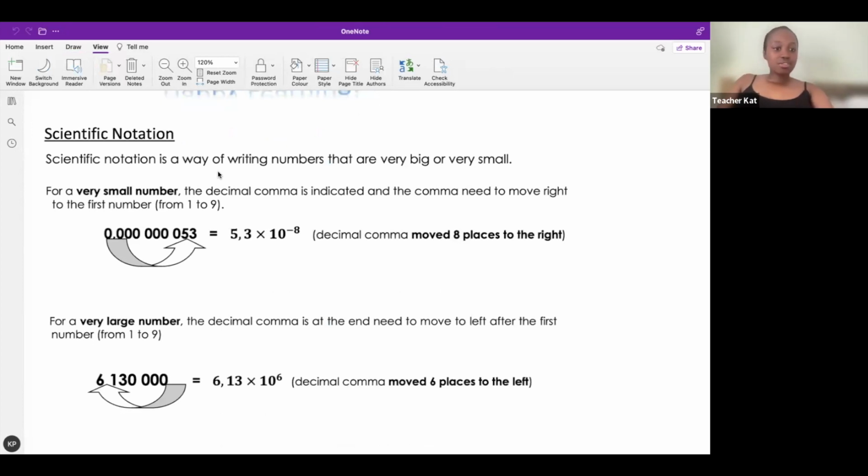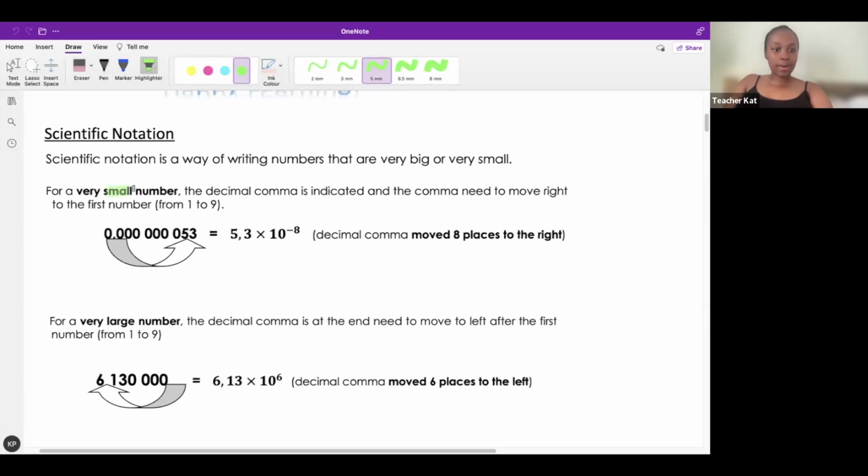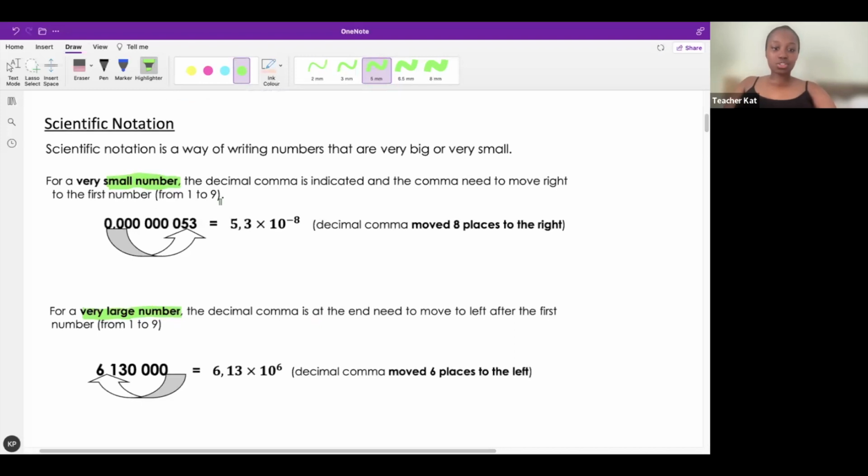Our official definition for scientific notation is a way of writing numbers that are very big or very small. Now, let's look at the difference between the two. The first example is for a very small number. When we say very small, we're talking about 0,00000000053. That is quite a small number, right? Writing it over and over again would take forever. And for a big number, we're talking about billions and millions with a bunch of zeros. That also takes quite a lot of time. So we just use scientific notation to fix that.